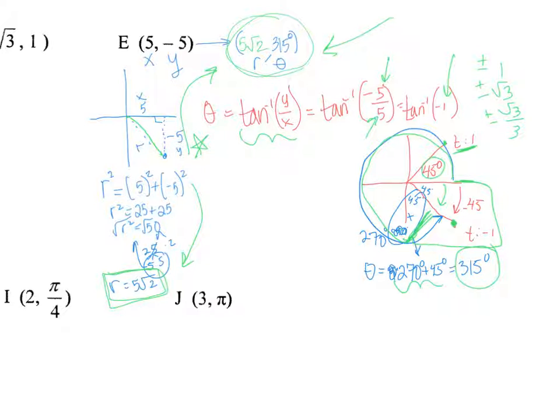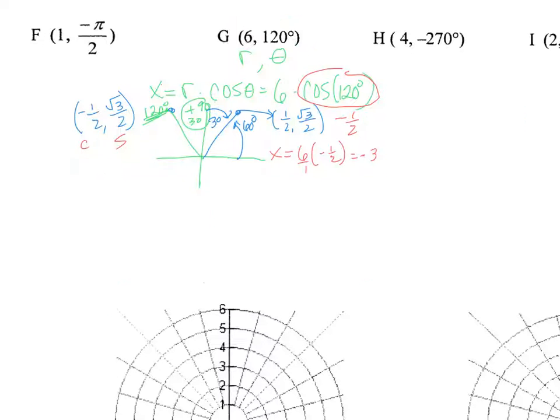Remember, you can write your theta in terms of degrees or radians. Okay, so remember, to go from polar to rectangular, it's actually a little easier. You just need to remember that x is equal to r cos theta. So we plug in. We know that r is 6. We know that it's cos, and theta is 120 degrees.